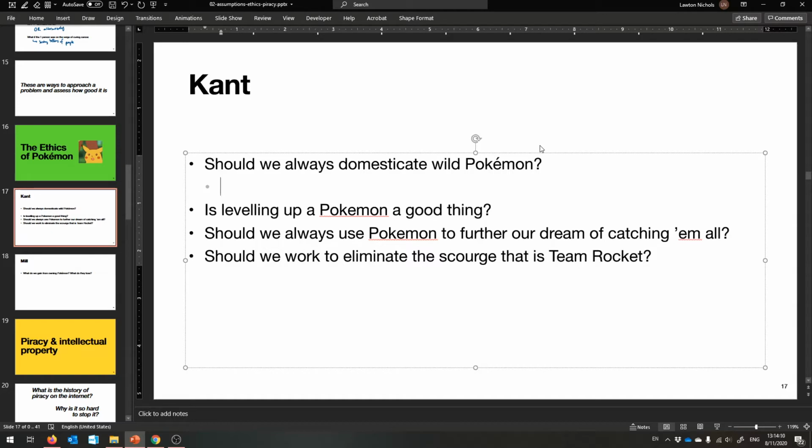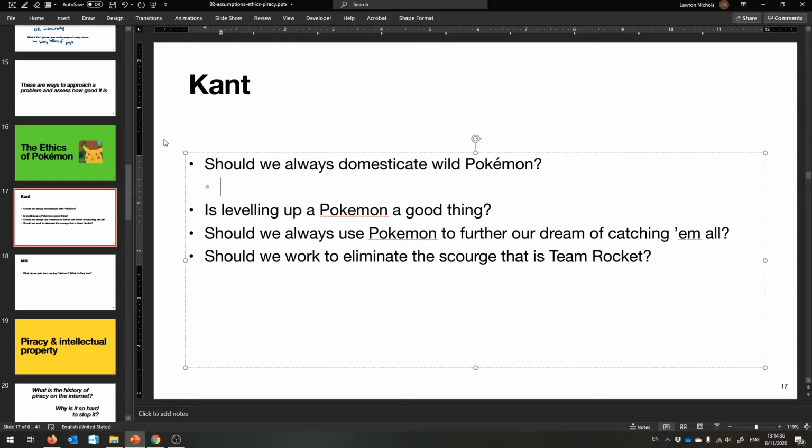Like, should we be taking animals out of their natural habitat, putting them in zoos, things like that? So this is before we get to topics about computer science. These things can really be applied anywhere, and that's why this is kind of philosophical. It is philosophical. Ethics is a branch of philosophy. All right, so should we always domesticate wild Pokemon is our first question, and the answer is, well, it depends.